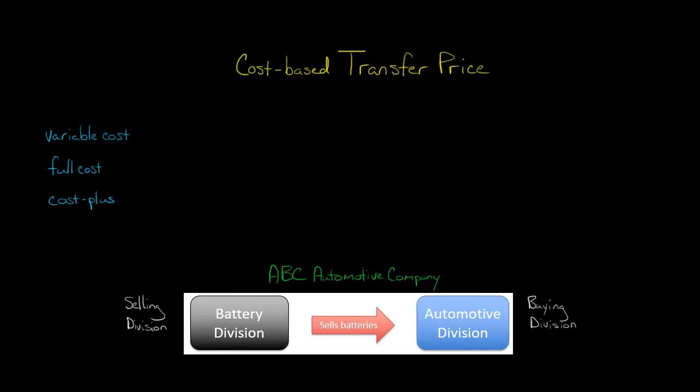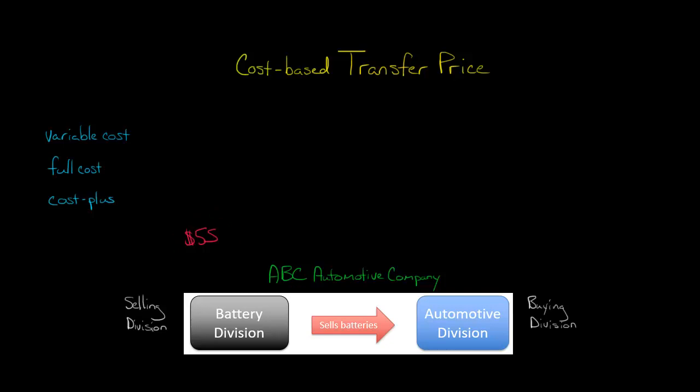And then the question is, what is the price that the battery division should be allowed to charge the automotive division for the batteries? So when we use cost-based transfer pricing, it actually could mean a number of things. One price that could be charged by the battery division would be the variable cost. So let's say the variable cost to produce a battery is $55. So every time a battery is produced, it costs $55. So then that would be the price that the automotive division would pay if they were willing to go along with it. They would pay the variable cost of $55.